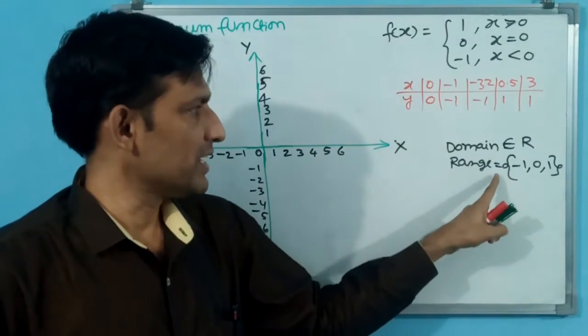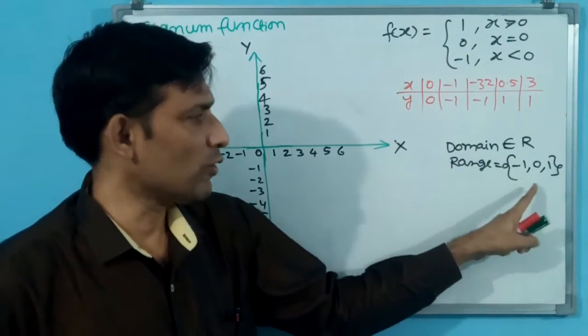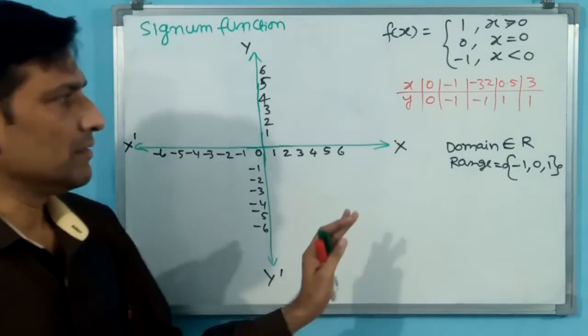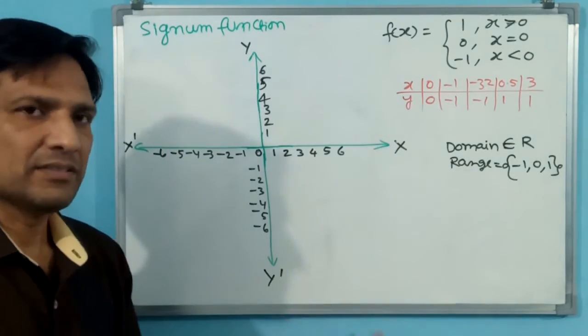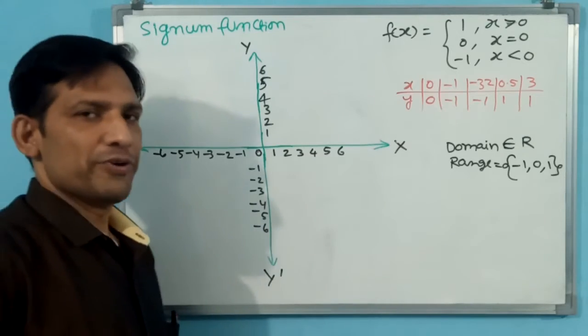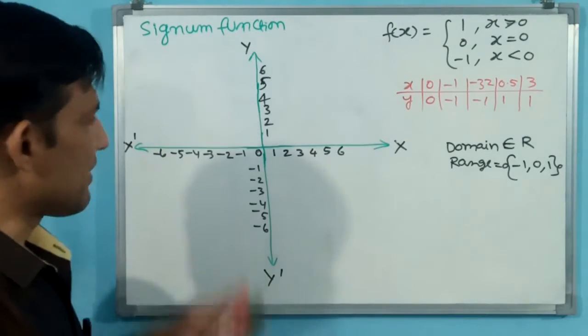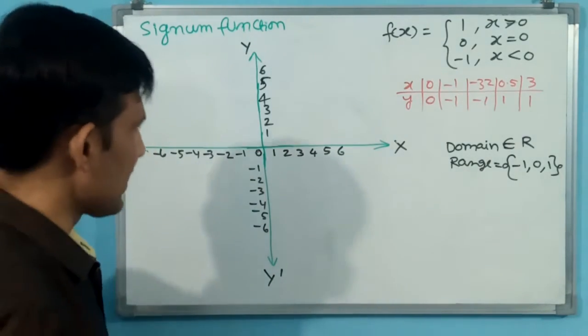Domain belongs to, but range is equal to what you put. Why? Because these are fixed figures. Rather than these three digits, nothing else is going to come. Okay. Now I will draw the graph. You observe how I am drawing the graph.